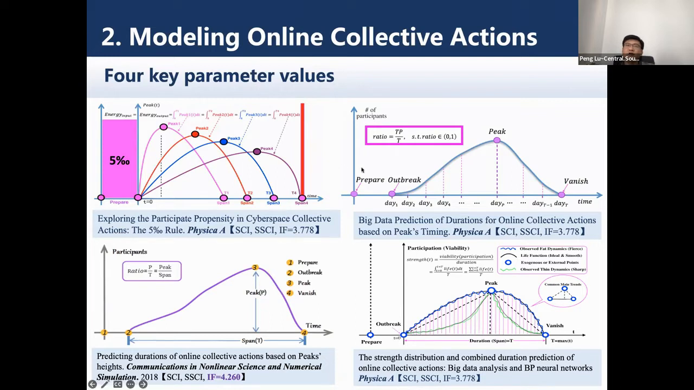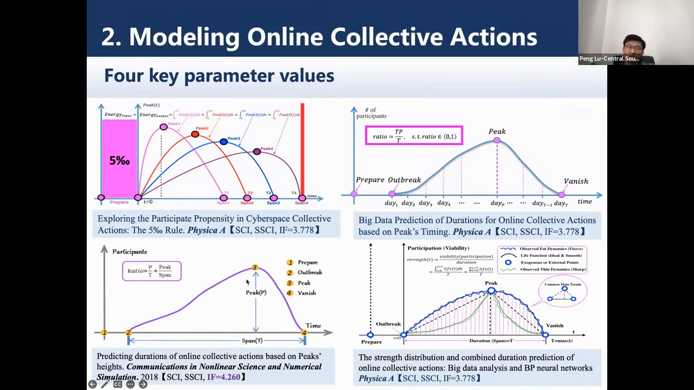The second parameter is the ratio between the peak's timing and the total duration. This is also a stable ratio. It follows a Gaussian normal distribution. Using this parameter, we can predict what time the peak will be reached. I mean the timing, which day.